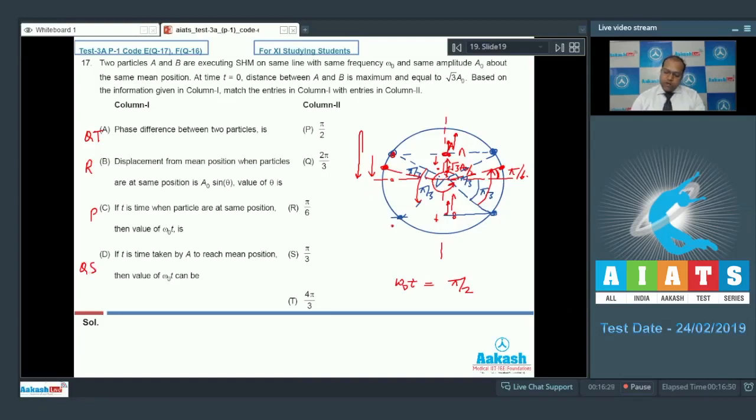And one more case, it will reach the mean position if it moves in this direction further and then comes back to this position. So in that case, that is pi by 3 plus pi, so it is equal to 4 pi by 3. So the correct matching will be T also. So the correct matching for entry A is QT, for entry B it is R, for entry C it is P, and for entry D it is Q. Let's move to question number 18.